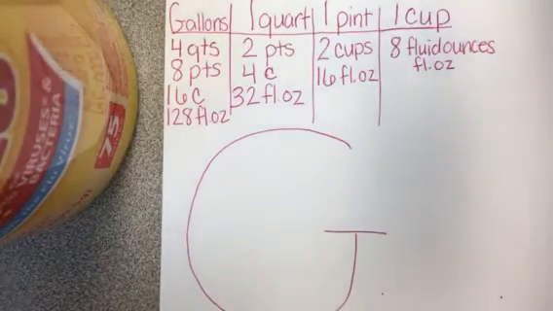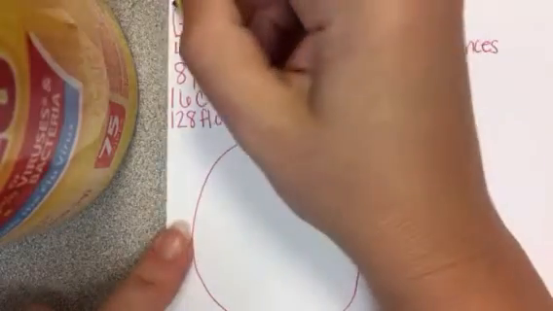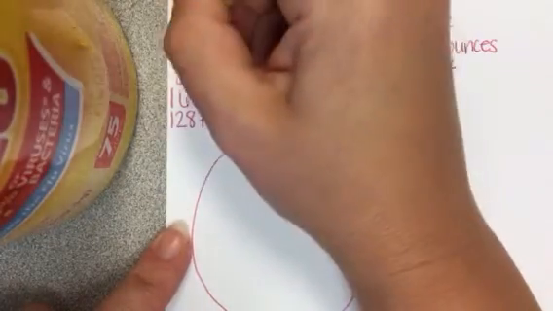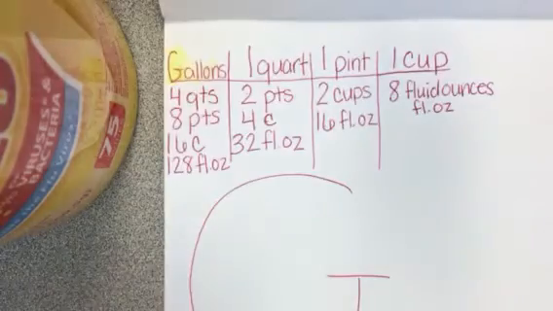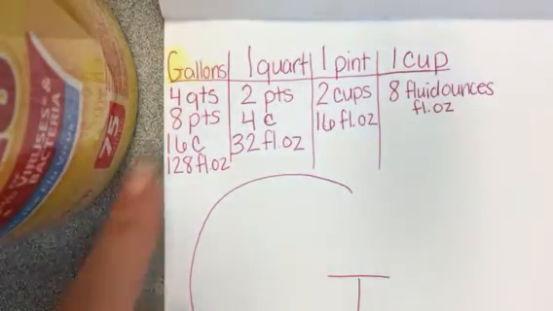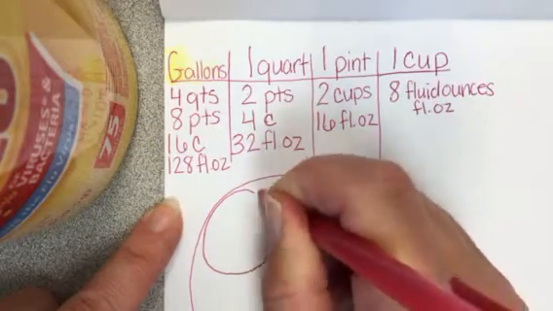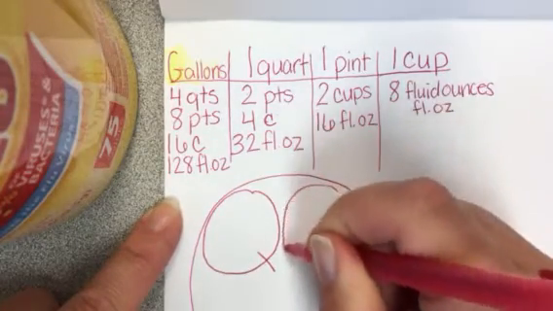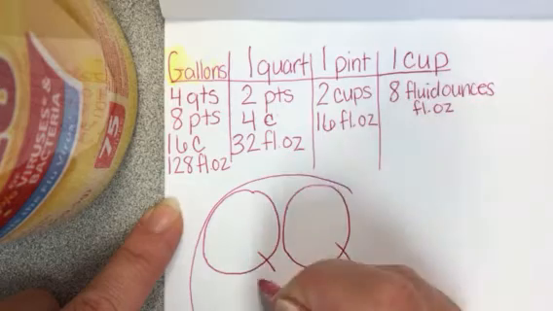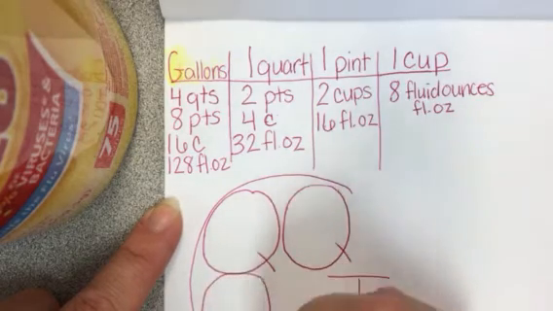Oh, that's a permanent marker. That one might not work. So gallon is the G, okay? So inside of the gallon there are 4 quarts. So I'm going to make these large. I'm going to fill up my whole big G so I have enough space. 4 quarts inside that gallon.